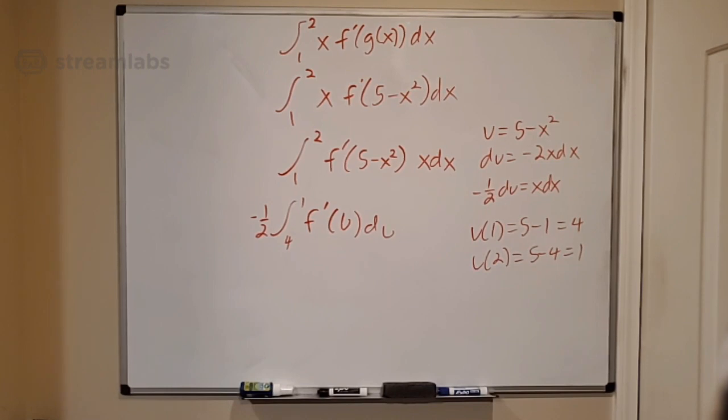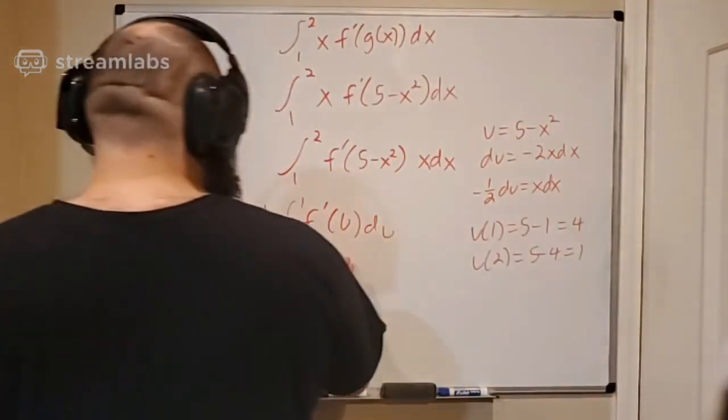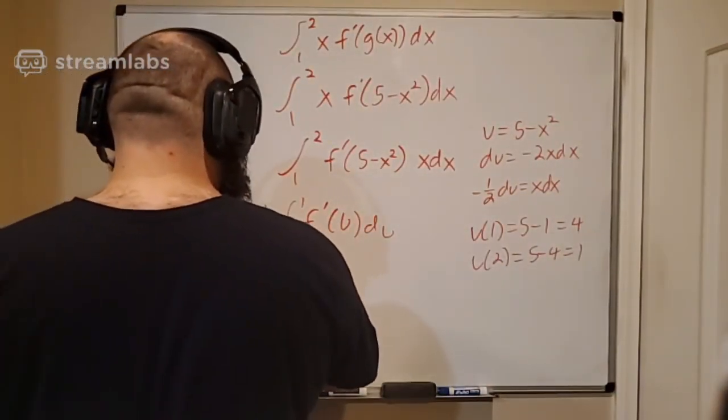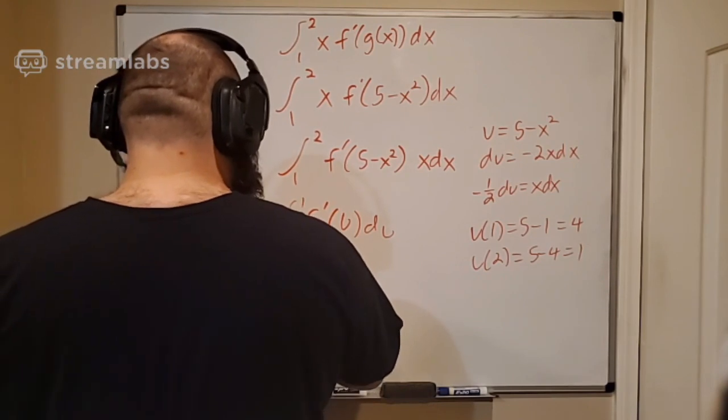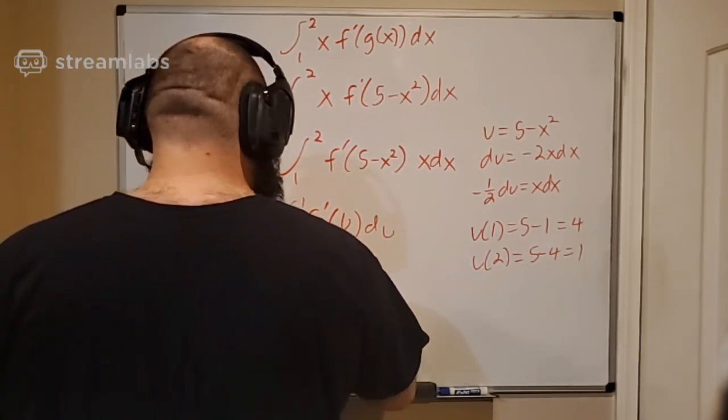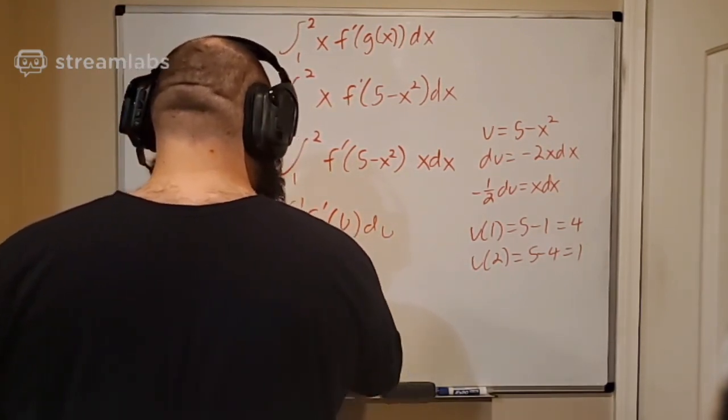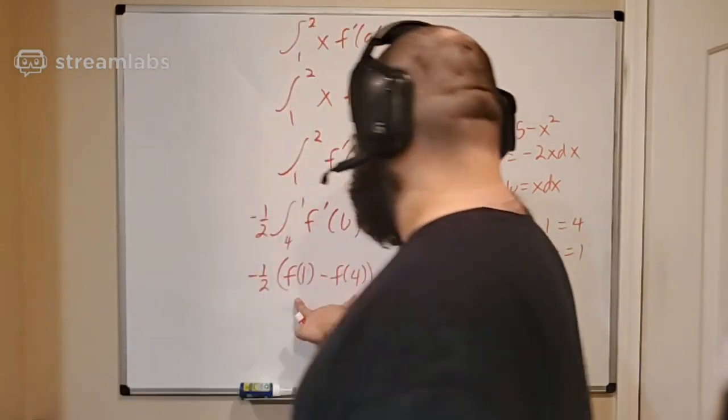And then you evaluate this pretty much any way you want. So I would say this is equal to negative 1/2 times f of 1 minus f of 4. And then whatever f of 1 and f of 4 are, I'm assuming that at some point they've given them to you.